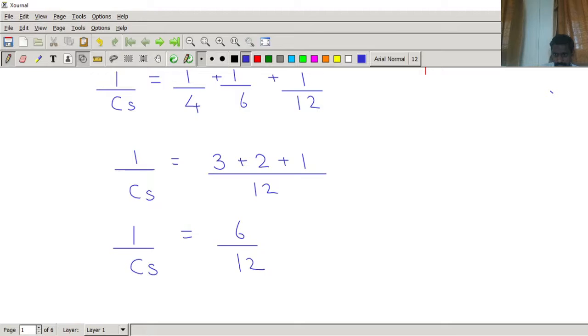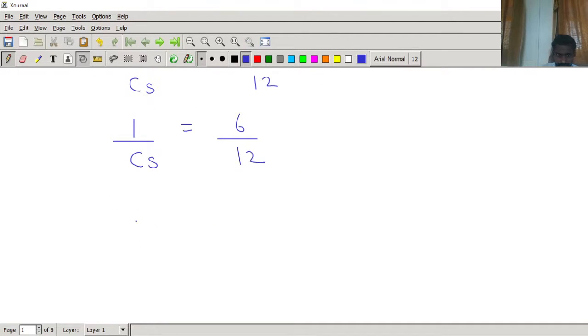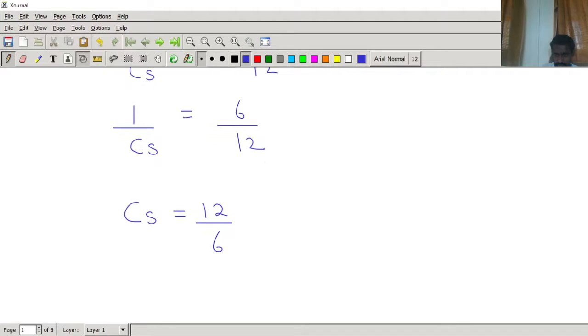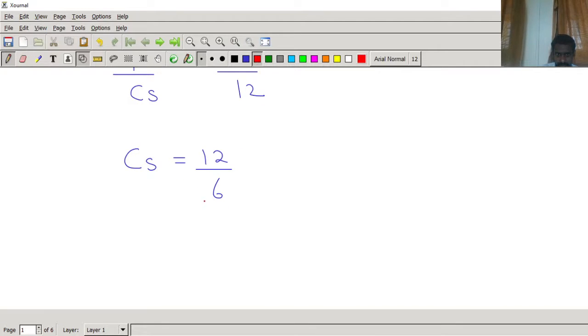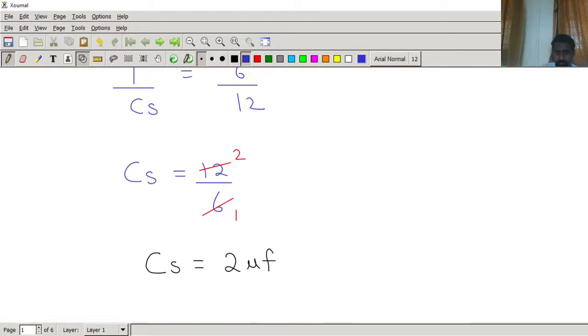So therefore what is our Cs? That is total capacitance in series will be 12 divided by 6. After cancellation, 6 2s are 12, and therefore our final answer of capacitance in series will be 2 microfarad. So this is our first answer. When we calculate the capacitance in series, that is 2 microfarad. Now let's go to the second part of the problem.